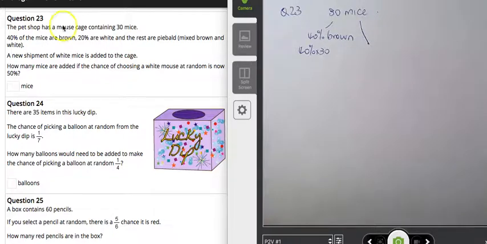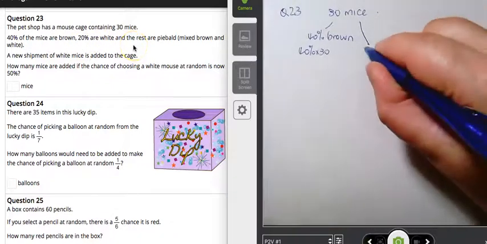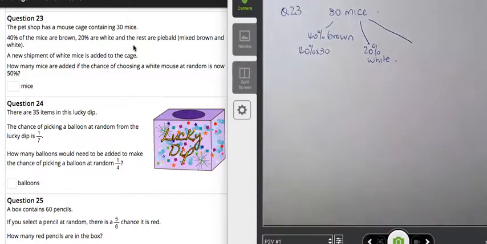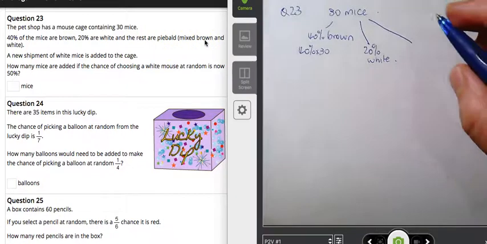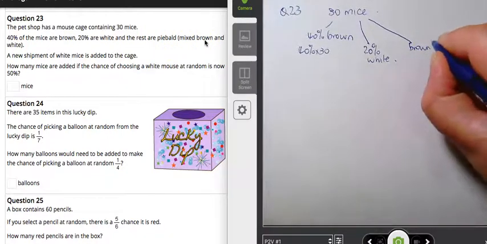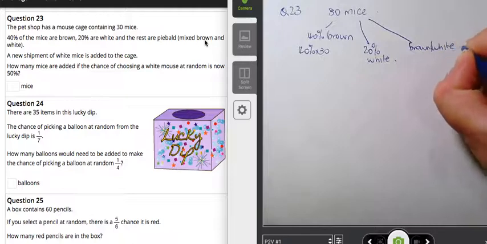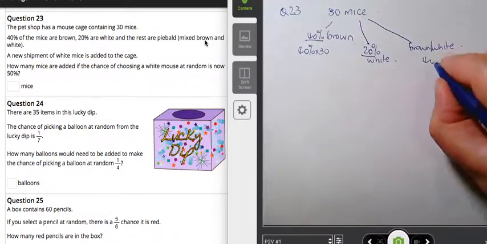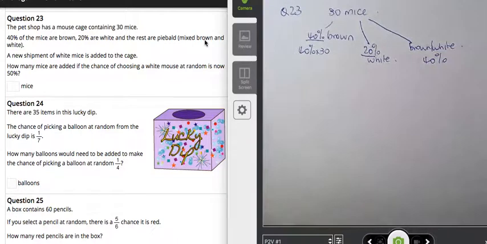We know that 20% are white. And we know that the rest are piebald, which is a mixture of brown and white. So the others are brown/white. Now if we've got 40% brown, 20% white, that's 60% so far. So the other 40% are piebald, which is mixed brown and white.